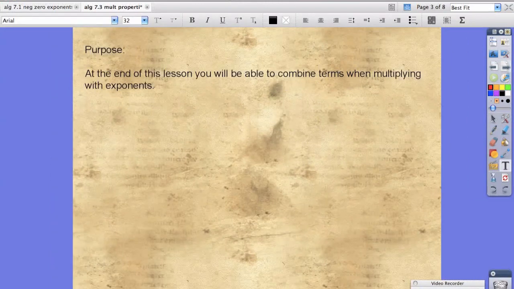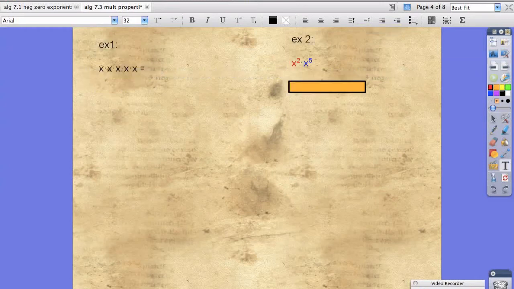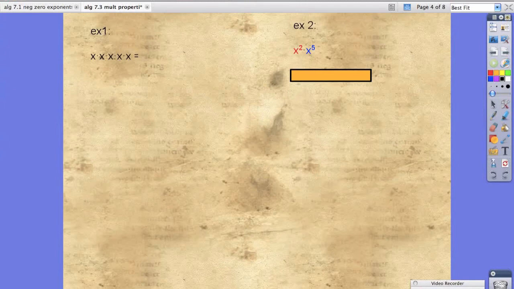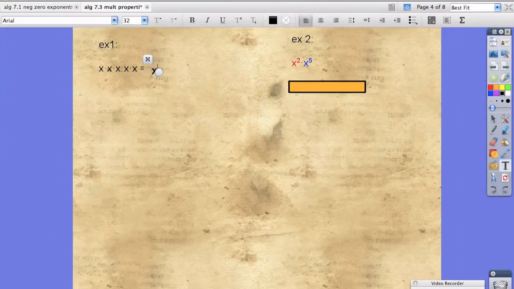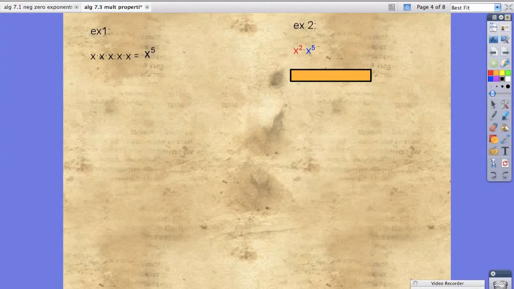Now, at the end of this lesson, you should be able to combine terms when multiplying exponents. So let's try two quick example problems. In example 1, all we want you to do is simplify it by really just telling us how many x's we have. So if you can count, you can do this problem. So this gives us 1, 2, 3, 4, 5 x's. So x times x times x times x times x is x to the 5th power. So notice that as we're multiplying these exponents, we're just adding up their exponents and putting them together.